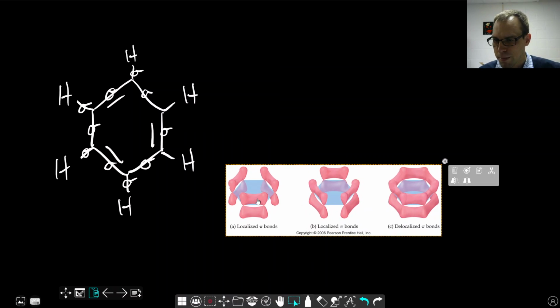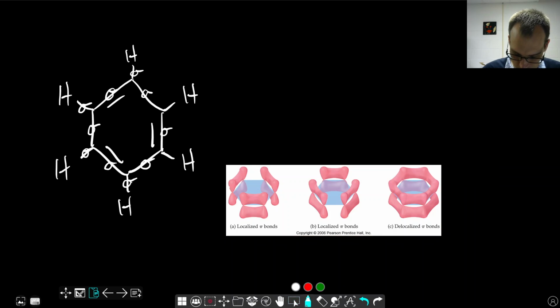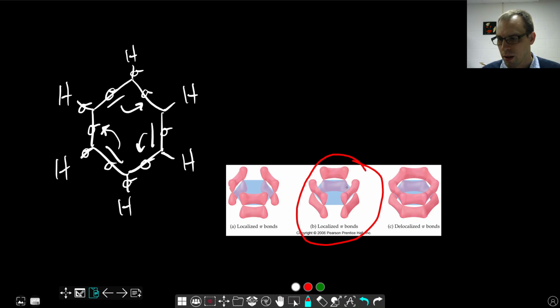So you have localized pi bonds where it's not quite drawn the same way I have it here, but you have your double bond here, so your sigma bonds are forming this hexagon, and then your pi bonds are looking like this. But you can draw a resonance structure where you switch where the single and double bonds are, right? So we can draw a resonance structure where these double bonds all shift over by one position. And what that would look like in terms of pi bonds would be the structure right here. We switch where the pi bonds are.